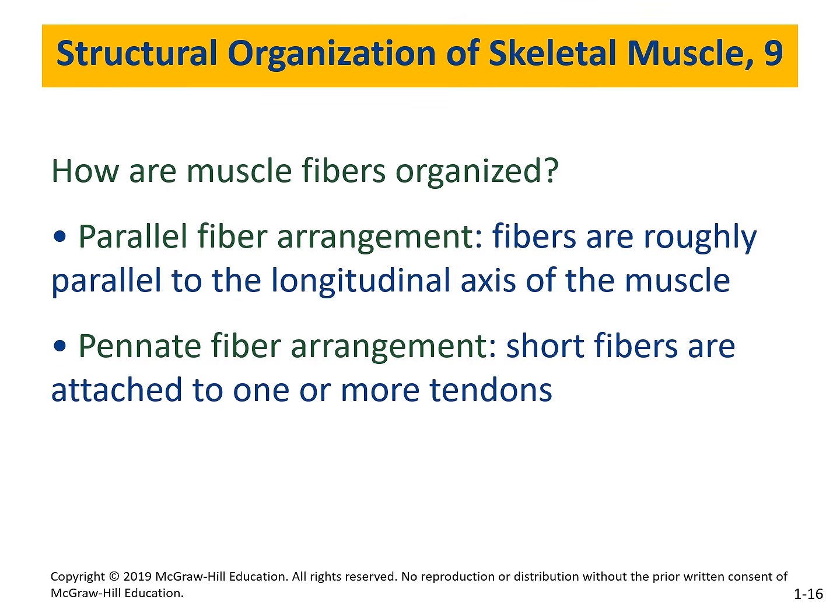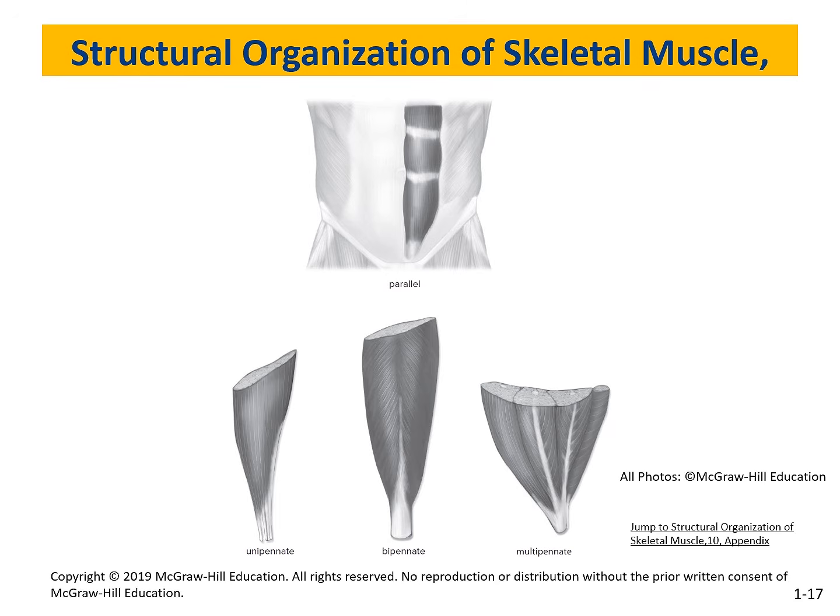Now, structural organization of the muscle. How are muscle fibers organized? So we have parallel fiber arrangement, and we have pinnate fiber arrangement, one for the long and one for the short. So if you look at this image here, if it's parallel fiber arrangement, the fibers are parallel to the longitudinal axis of the muscle, right? If it's pinnate, shorter fibers are attached to one or more tendons, and you can look at it. So this is parallel, right? What do you call this muscle? The abs. What do you call those? Yeah. So these are parallel.